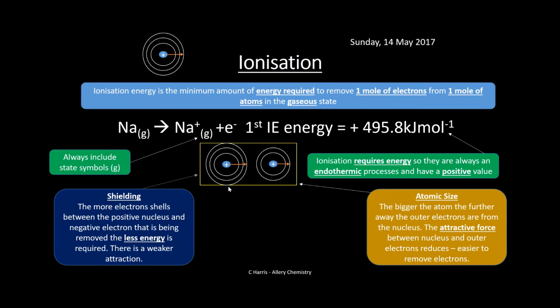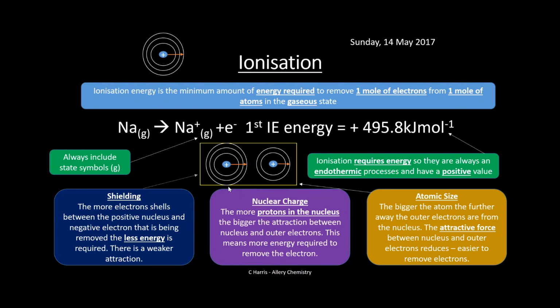The atomic size: the bigger the atom, the further away that outer electron is from the nucleus. So the attractive force between the nucleus and the outer electron is reduced, and therefore it's easier to remove that electron. These are all factors which determine how much energy is needed to remove that electron, which we call ionization. And obviously nuclear charge. The more protons in the nucleus, the bigger the attraction between the nucleus and the outer electron. This means we need more energy to remove that electron, so there is a higher ionization energy for atoms with a larger positive charge.